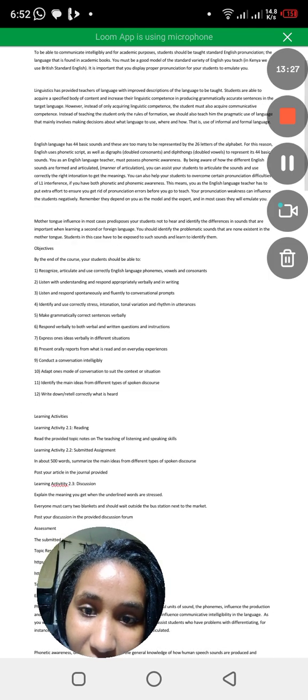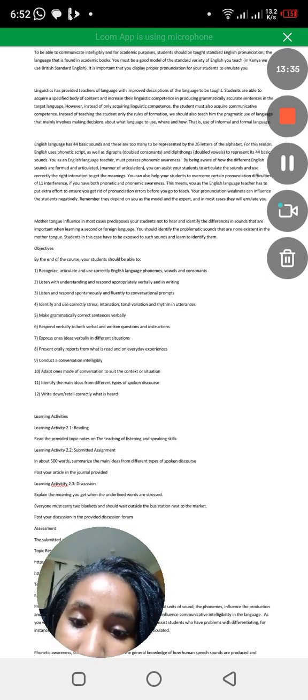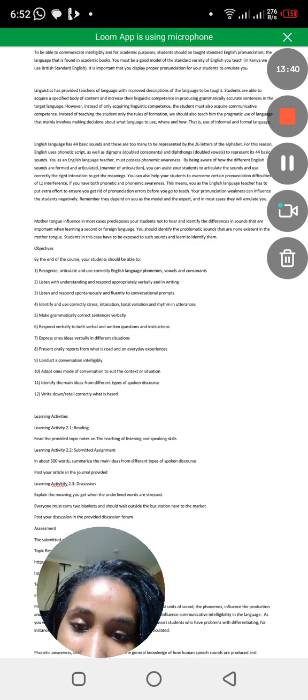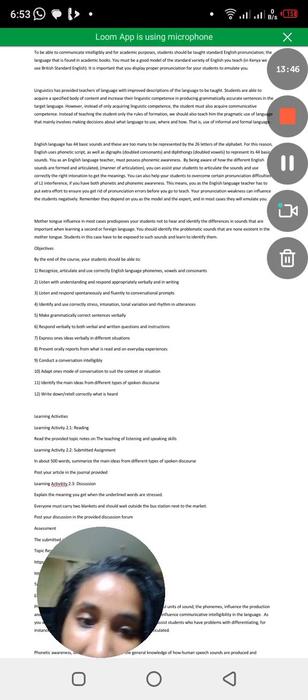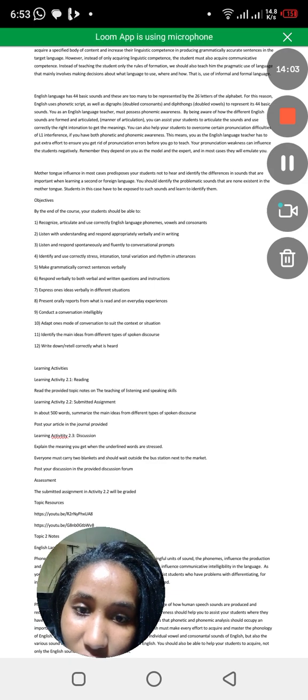Phonemic awareness entails knowledge of how the meaningful units of sound, the phonemes, influence the production and perception of sounds of that language. These consequently influence communicative intelligibility in the language. You, who are supposed to be knowledgeable in this area, should assist students who have problems differentiating, for example, between chip and sip, and the way they are articulated.